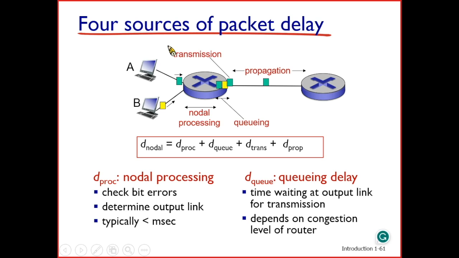We have nodal processing delay, and we have propagation delay. Propagation delay is like the time needed to travel from the source node to the destination node, here, from the current router to the next router. So we have these extra two delays, nodal processing delay and propagation delay.